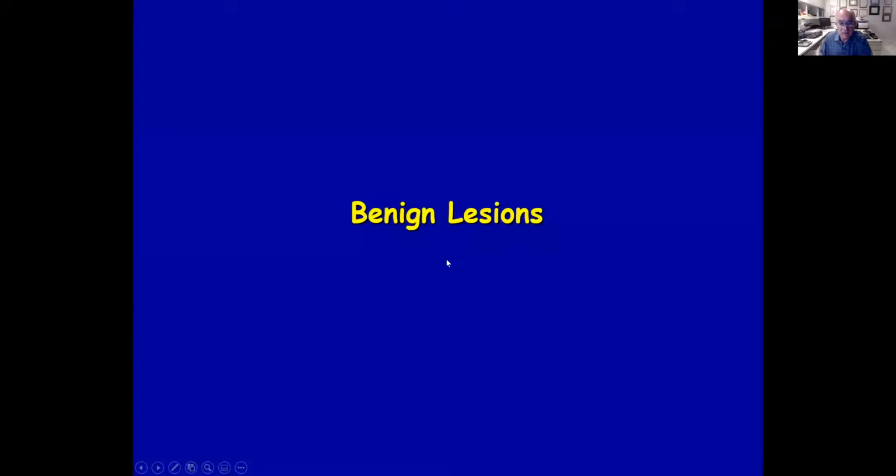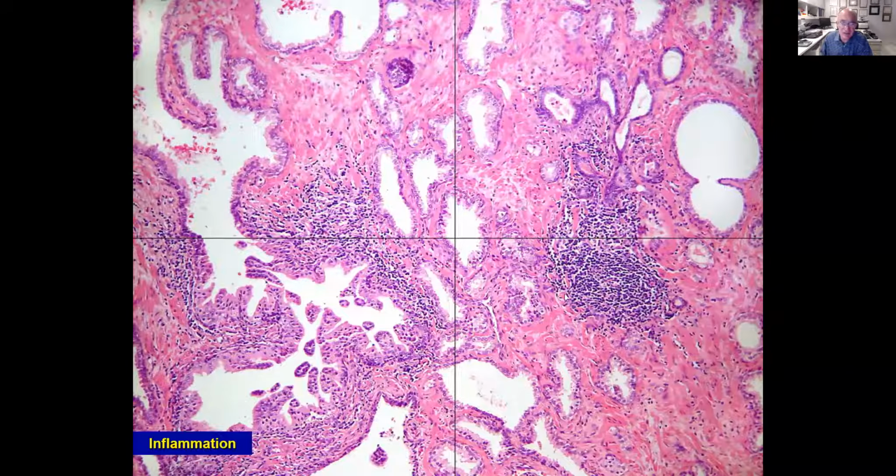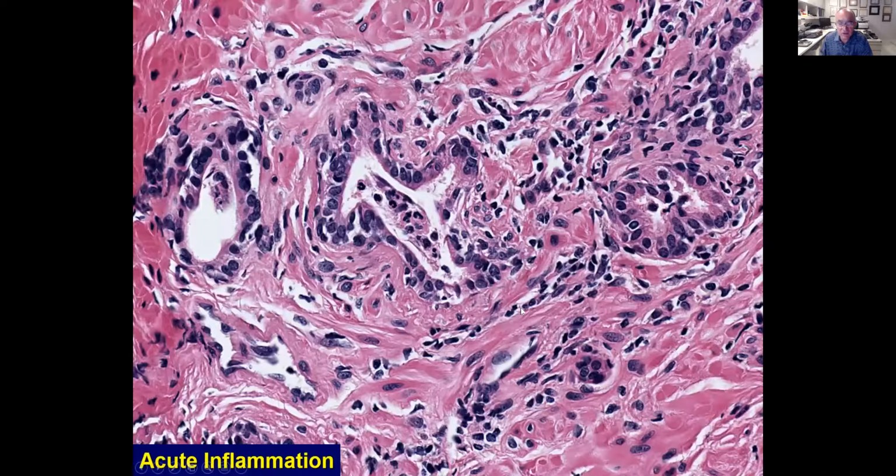recognize them as well. So in regards to benign lesions, the most important benign lesion in the prostate, especially in individuals after 40, is inflammation. Here we have chronic inflammation, that is the most common, but we can also find acute inflammation. And particularly in my case, I always like to mention the presence of acute inflammation.